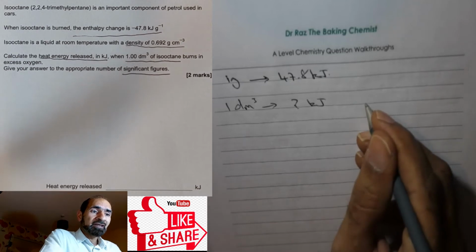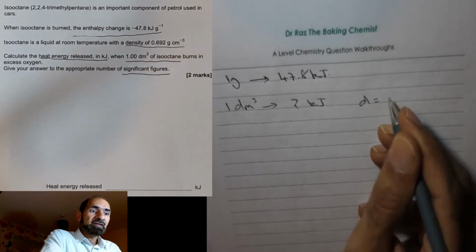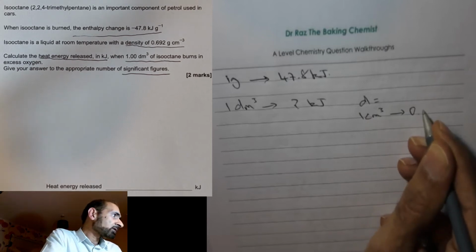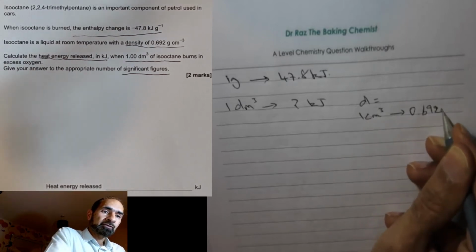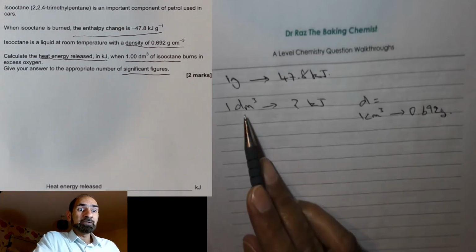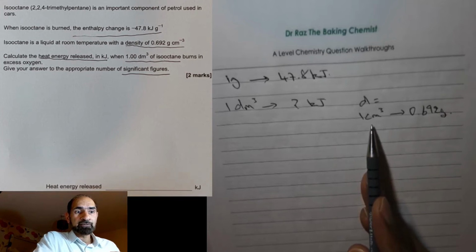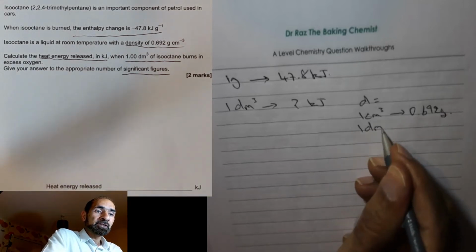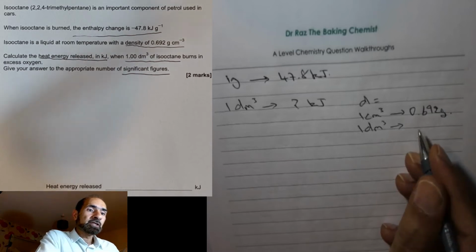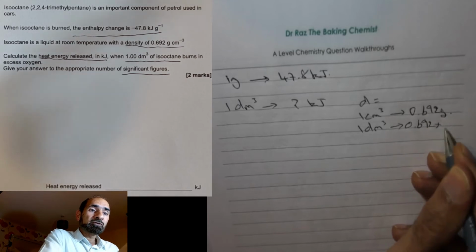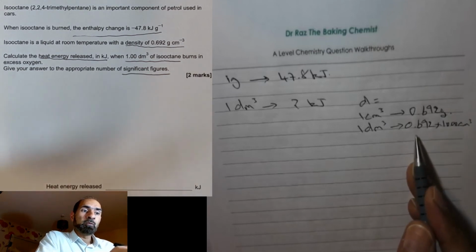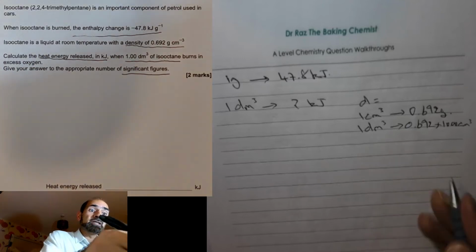Looking at the density, it tells you that 1 centimeter cubed is equal to 0.692 grams. And if I know that 1 decimeter cubed is burnt, I can use that to figure out how many grams that is. And you should know this, 1,000 centimeters cubed is equal to 1 decimeter cubed. So I need to take that 0.692 and multiply it by 1,000. So how many grams is 1 decimeter cubed?